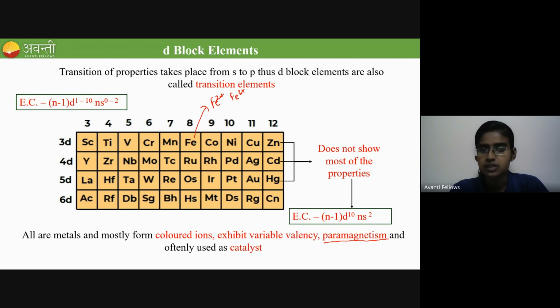So d block elements are paramagnetic in nature, so they will get attracted towards the magnetic field. And also they are used as catalysts. So what is the role of the catalyst? To speed up the reaction. To alter the rate of the reaction is the job of the catalyst.